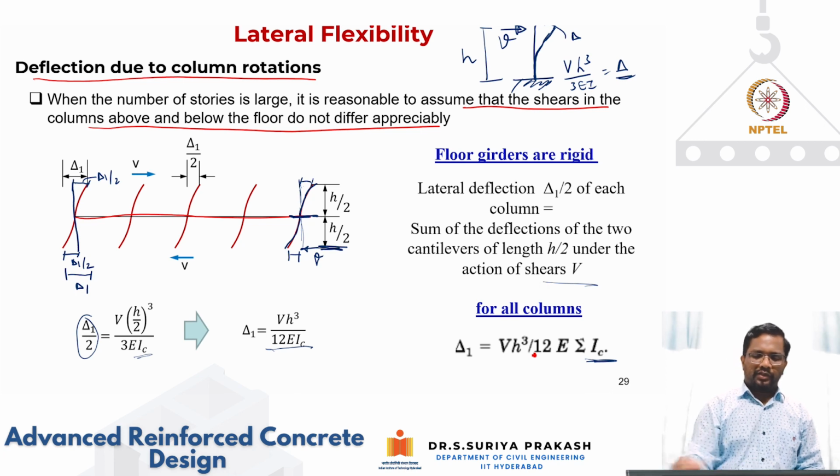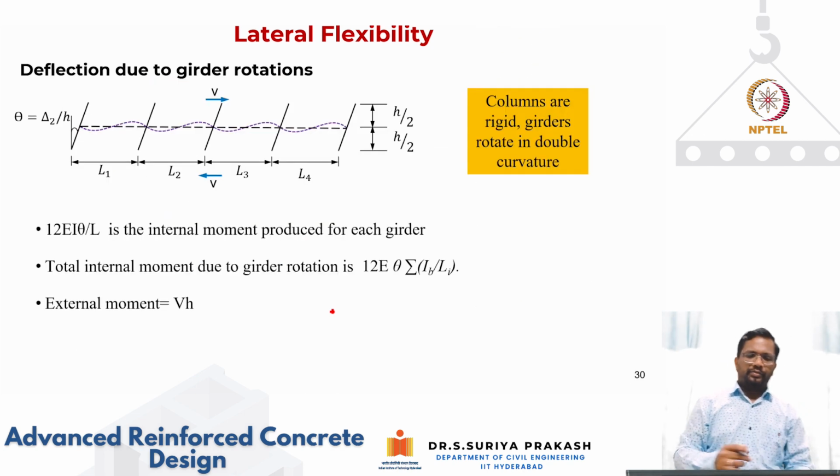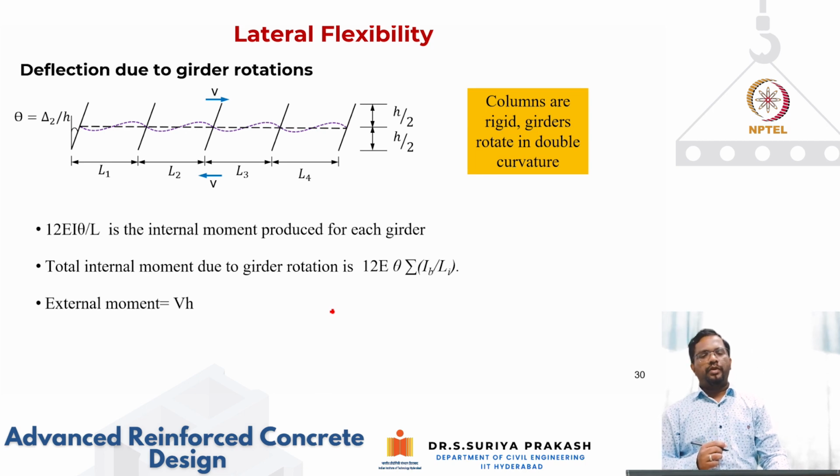So I can just multiply with the summation of your moment of inertia to get my delta. For a single column, this is the deflection. When you have multiple columns, IC has to be the summation of your moment of inertia for all the columns. Now, next step. What is the deflection that is coming from girder rotation?